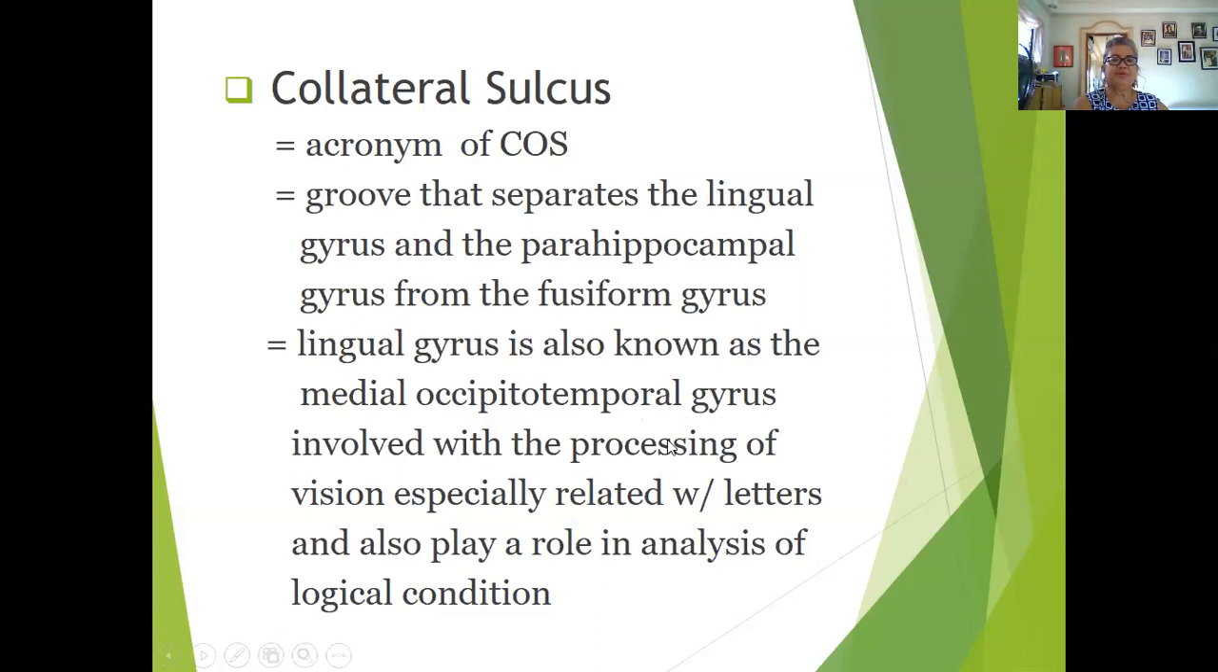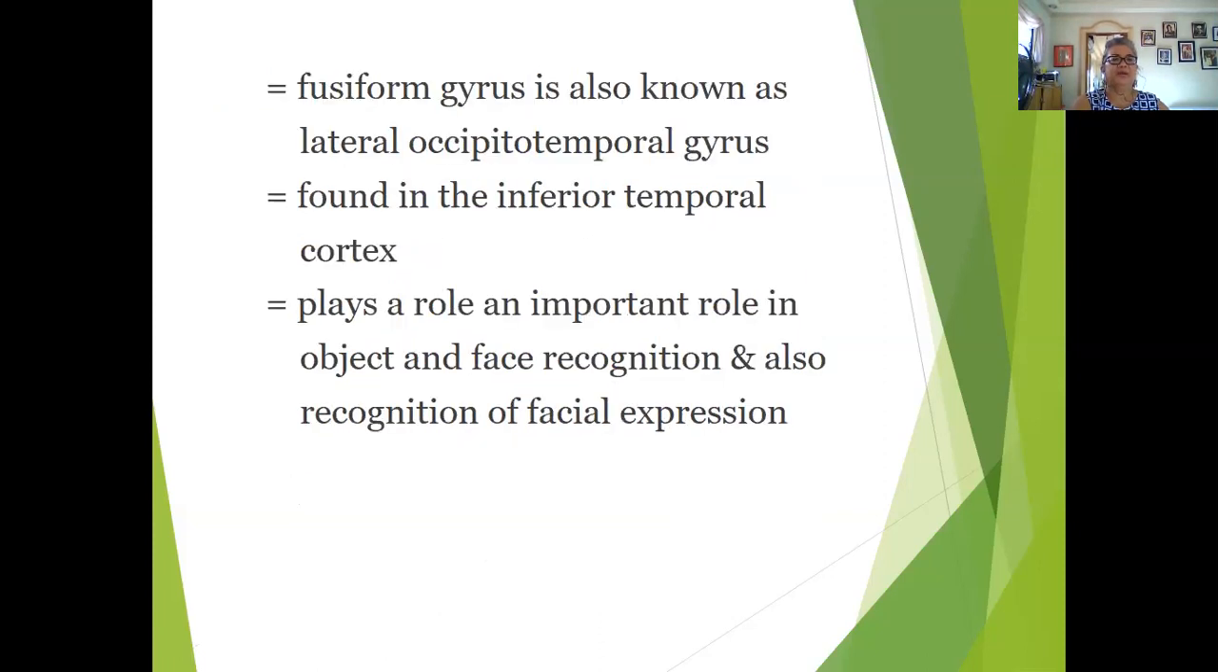And this is involved with the processing of vision, especially related with letters, and also plays a role in the analysis of logical condition. Then you have the fusiform gyrus, which is also known as the lateral occipito-temporal gyrus, which is found in the inferior temporal cortex. This plays an important role in object and face recognition, and also recognition of facial expression.